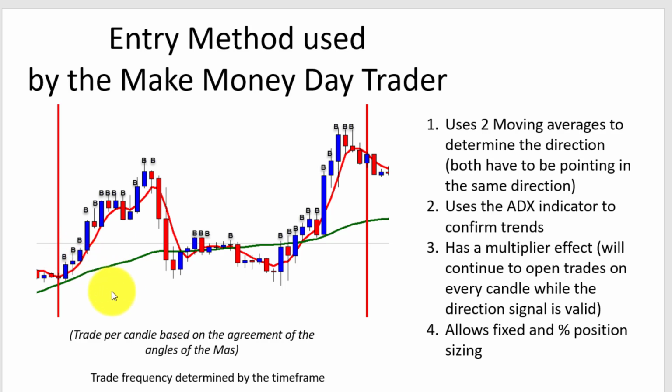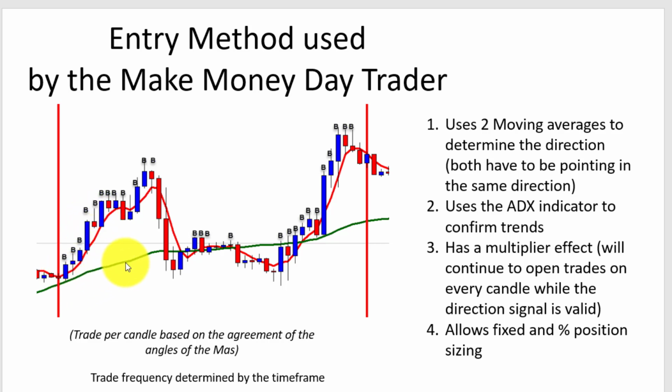The one thing it does, it only trades once on every candle. So it trades on the open of each candle. So it says, okay, where are they? The candle's about to open, where are the moving averages pointing? And then it opens a trade. And the same thing on the next one.